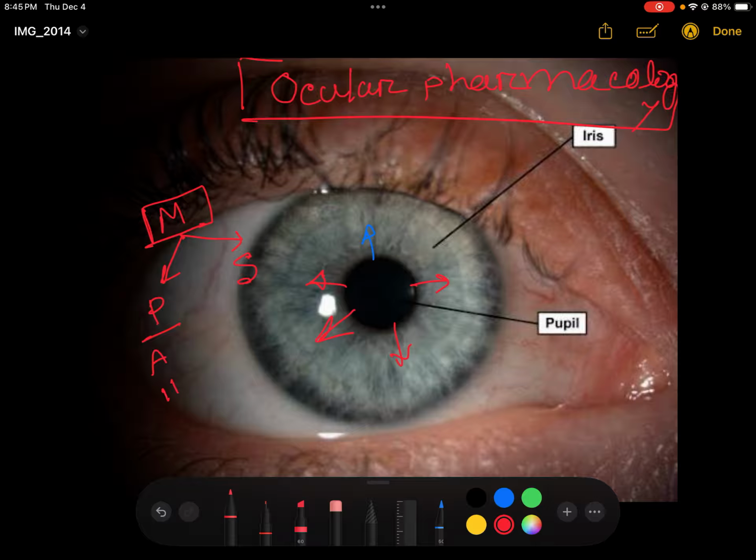Parasympathetic mydriatics are atropine, homatropine, tropicamide, cyclopentolate, and hyoscine. On the other hand, sympathetic mydriatics are adrenaline, phenylephrine, and cocaine hydrochloride. Now, mode of action.